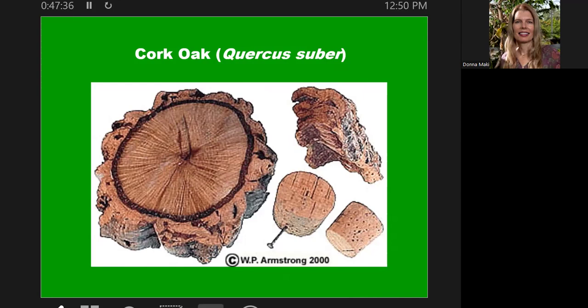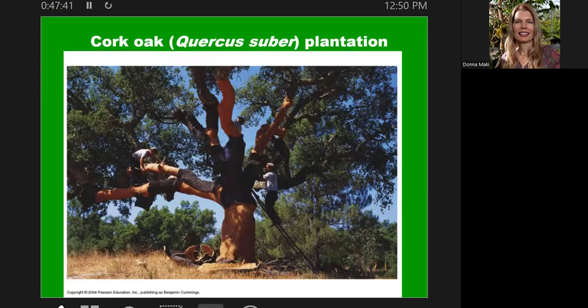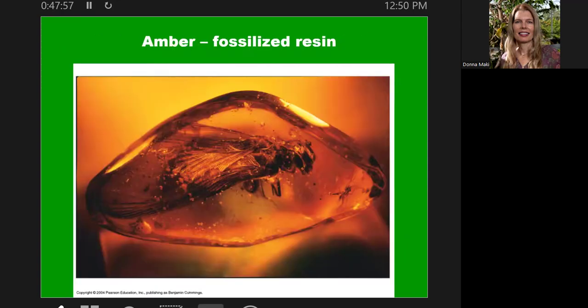Cork, for a lot of reasons. First, I tend to think about wine bottles, but now they do the fake cork for a lot of the wine bottles. But if you've ever wondered, they harvest it from cork oak trees. And they do it in a way that doesn't kill the tree. So the tree will produce, they can keep harvesting. And so I thought that was pretty interesting. Amber.